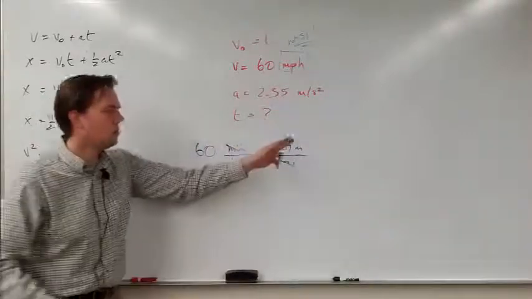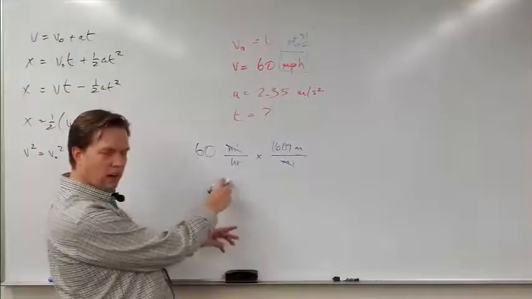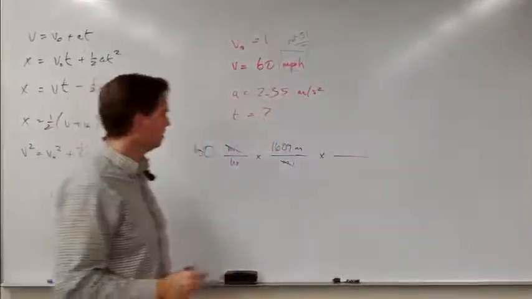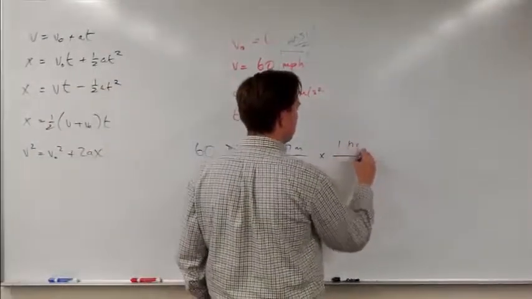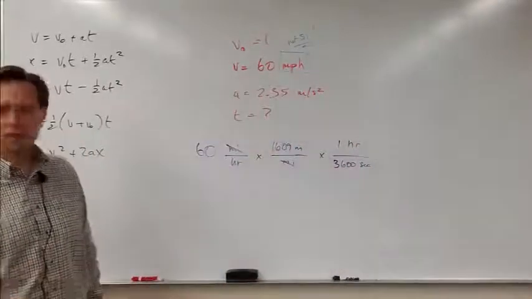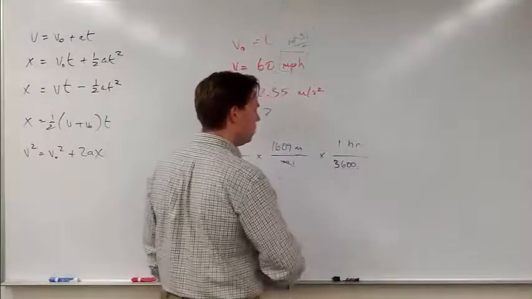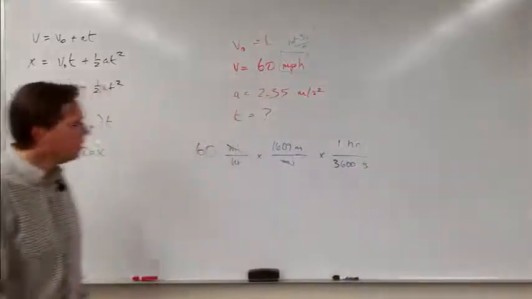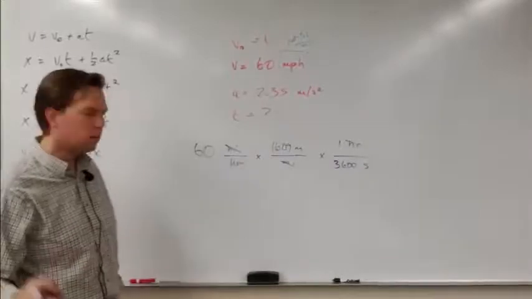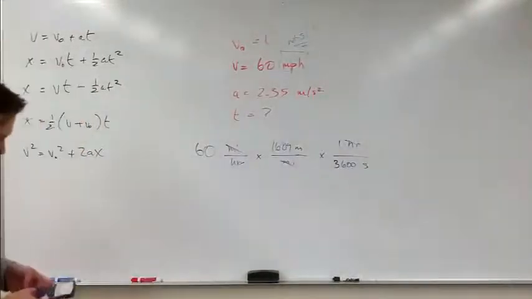So my miles cancel, and I have meters on the top. That's halfway there. I want meters per second, so I need to convert the hours now. How many seconds in an hour? 3600. So 1 hour is associated with 3600 seconds. I keep writing SEC, but technically it's just S. And then the hours cancel, and I have meters per second. So this looks right. It's just a matter of multiplying all those numbers together, and I get.